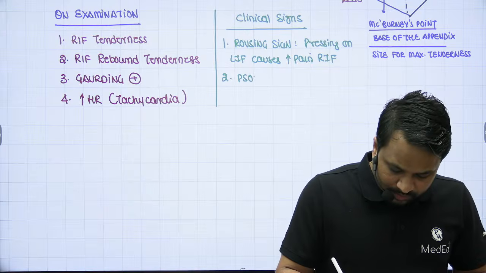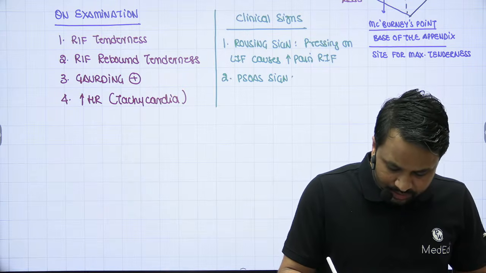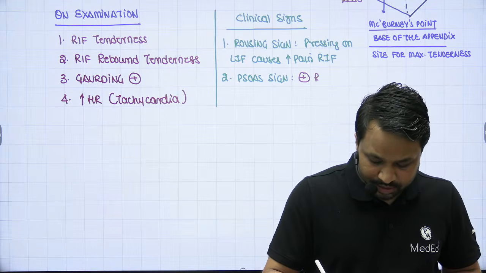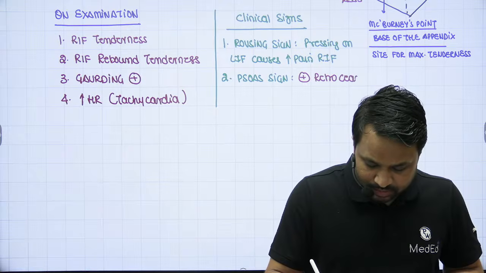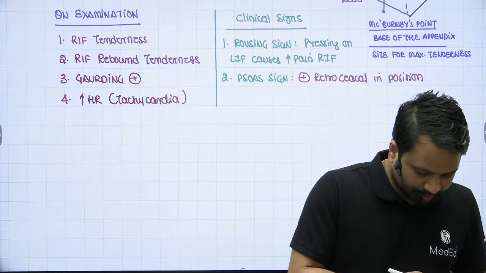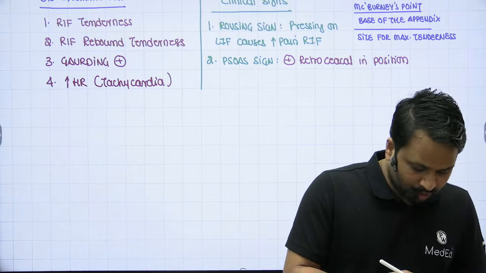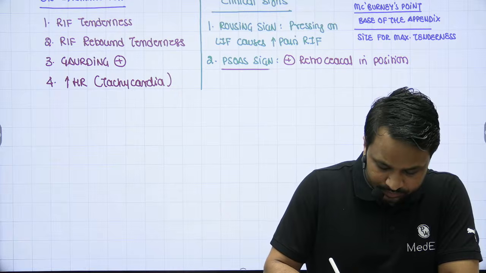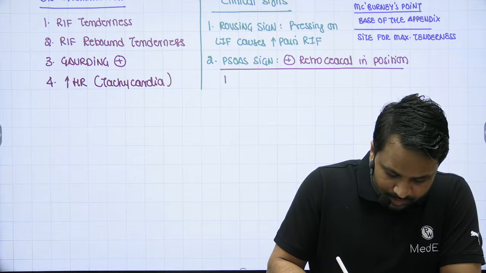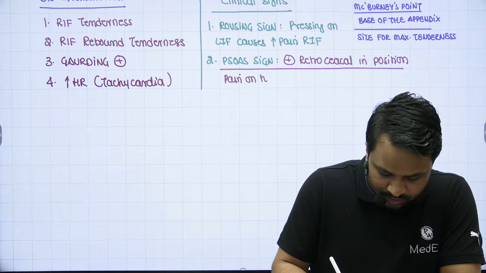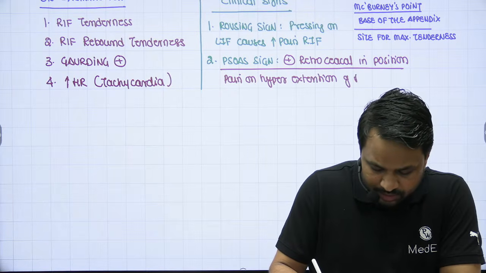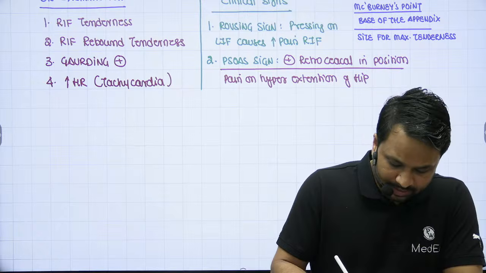The second one that you have is what we call the psoas sign. It is when the inflamed appendix is touching the psoas muscle, right? Psoas sign is positive when the appendix is retrocecal in position. When it is retrocecal in position, it is going to rub onto the psoas muscle, right? So this is going to be present as pain on hyperextension of the hip. Pain on hyperextension of the hip is what we call psoas sign positive, right?